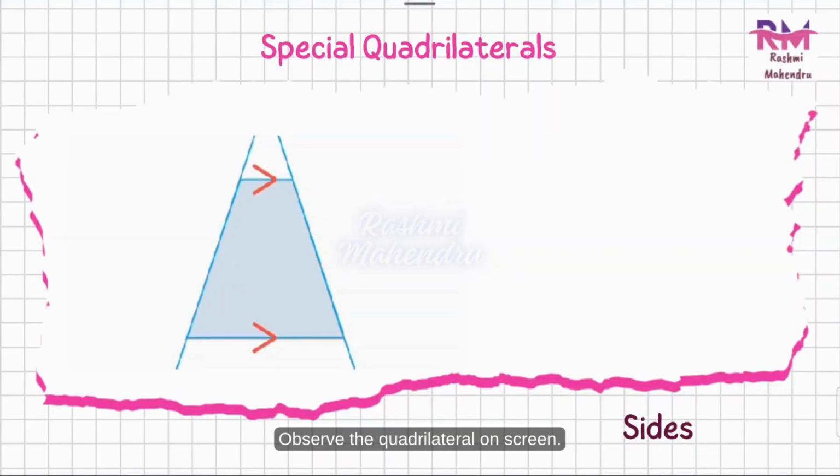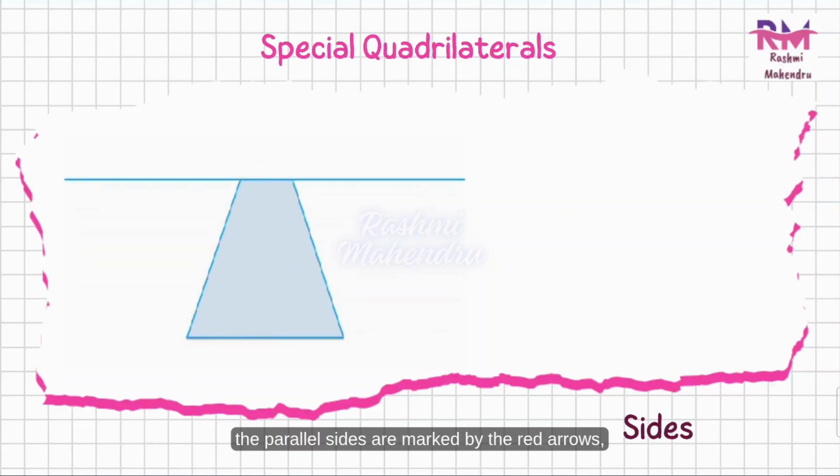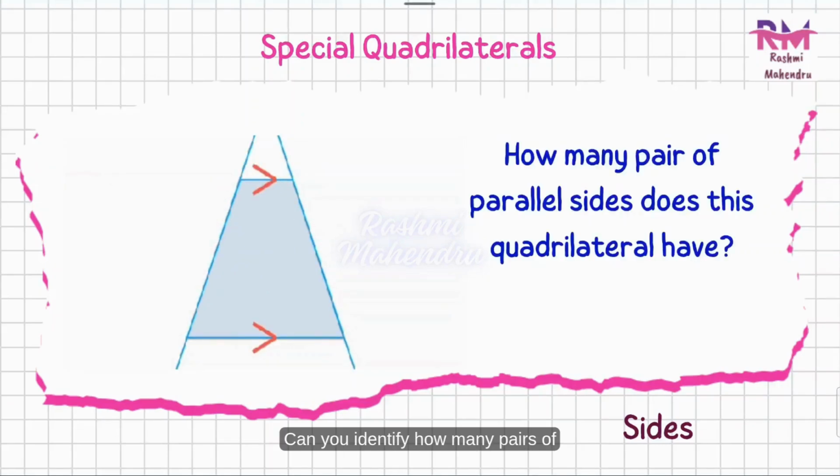Observe the quadrilateral on screen. See how the non-parallel sides are clearly visible. They will intersect when extended. In contrast, the parallel sides are marked by the red arrows, maintaining a constant distance between them. Can you identify how many pairs of parallel sides this quadrilateral has? Exactly one pair, as marked by the red arrows.